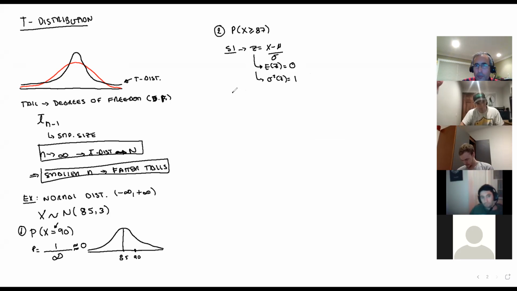If X is normal mu sigma, Z, that is a transformation of X, is going to be always normal 0, 1. You agree? Because the mean of Z is always zero, the standard deviation of Z is always one. How do we call this normal distribution? We call this normal distribution the standard normal distribution.